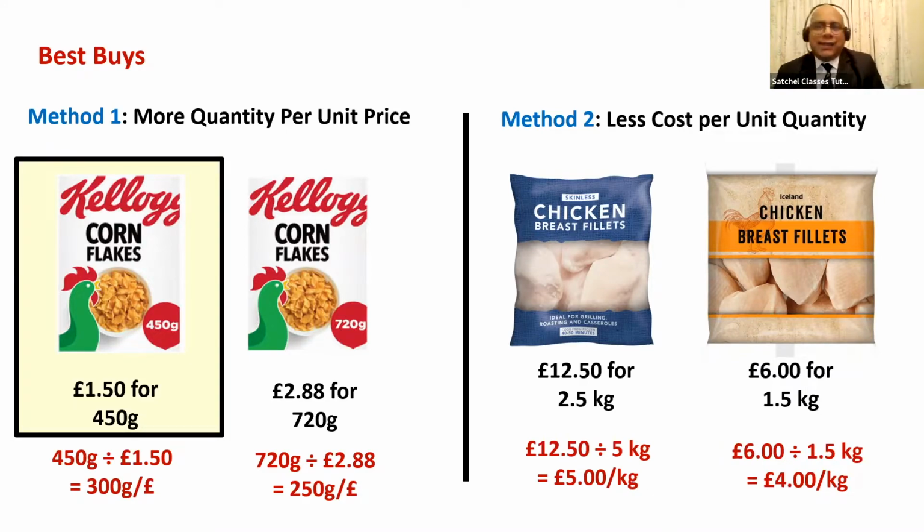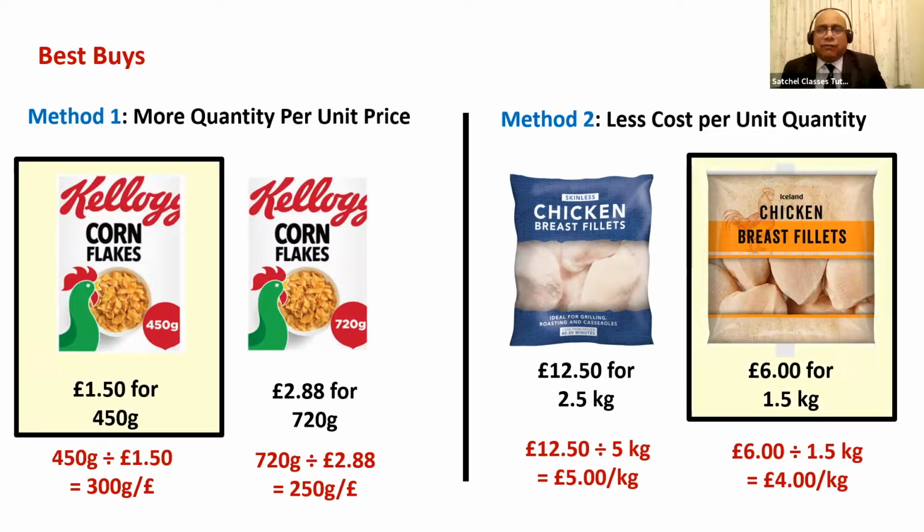Now, which one do you think is a better deal? The first one, I'm paying £5 for every 1 kg of breast fillets. The second one, I'm paying £4 for every 1 kg of breast fillets. Clearly, it's the second one which is a better deal because I'm paying less for 1 kg, right? So the first two methods were more quantity per unit price and less cost per unit quantity.